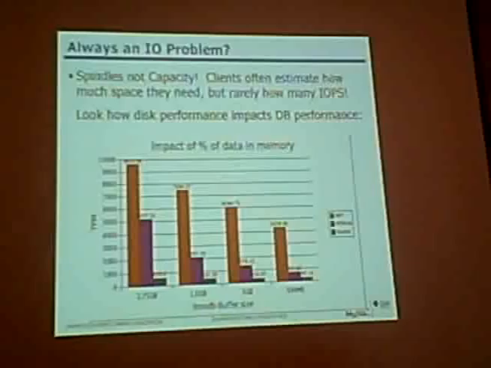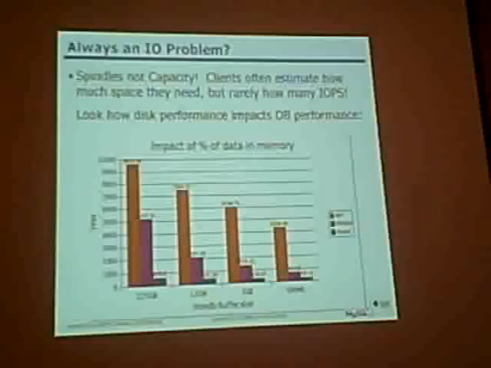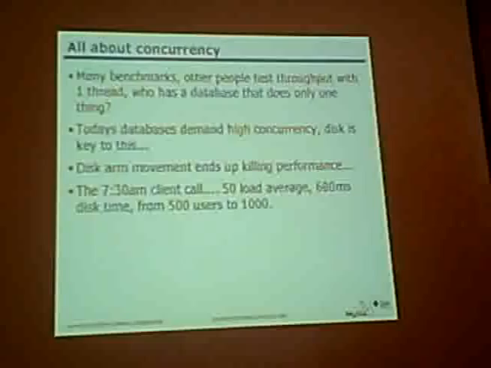Okay. So getting back to a little bit about spindles, disk I/O. Typically when people size new hardware, they look at how much disk space they need. I need 300 gigs. But you really need to look at your I/O capacity. How many IOPS per second do you need? The reason you need more I/O capacity is that's what's actually going to slow down your database.